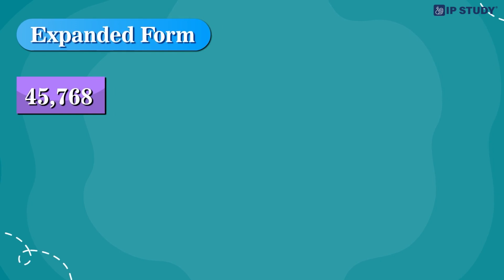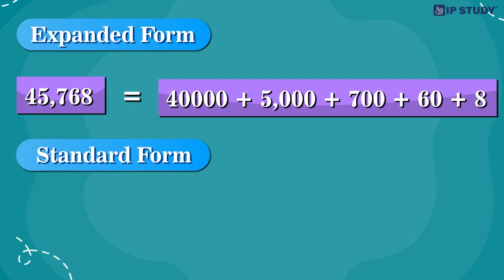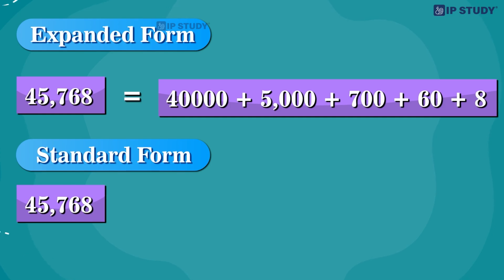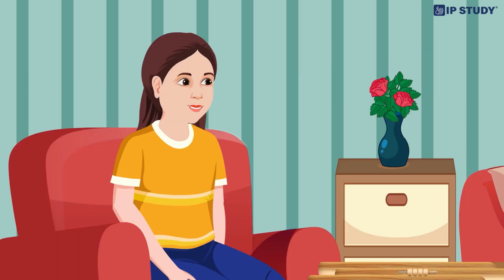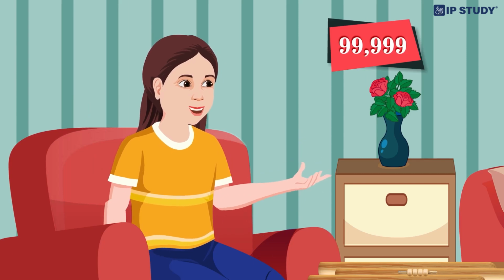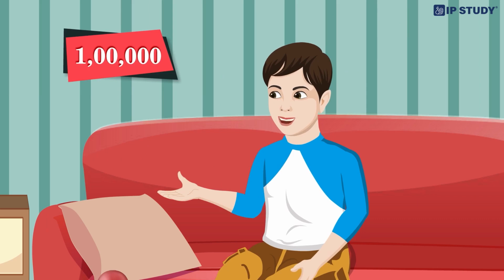Oh, so for another 5-digit number like 45,768, the expanded form would be 45,768 is equal to 40,000 plus 5,000 plus 700 plus 60 plus 8, and the standard form is just 45,768. Exactly. Now let's move to 6-digit numbers. What comes after 99,999? That would be 1 lakh. The first 6-digit number, it's also called 1 lakh in the Indian system.